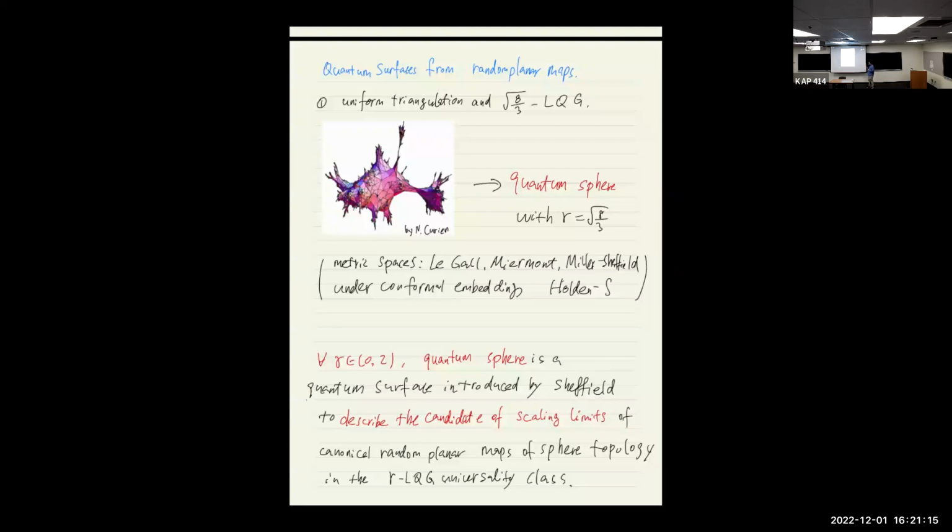It was originally introduced by Schramm and Sheffield to describe the candidate of the scaling limit for certain kinds of canonical random planar maps of spherical topology. And so far, in these senses, it is proved in these works. But I will not go into the detailed definition of this quantum sphere. The purpose of this slide is just to say that one way to define a natural quantum surface with spherical topology is to consider some kind of natural scaling limit of random discrete surfaces.